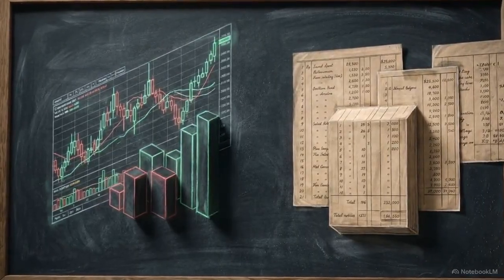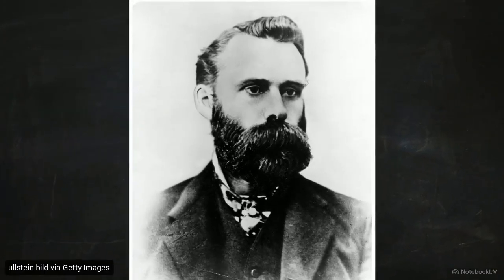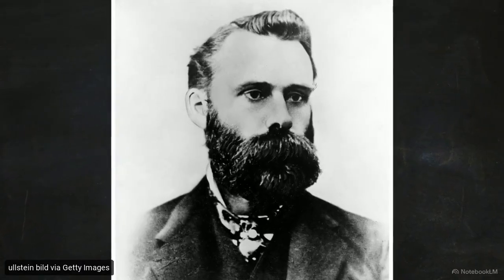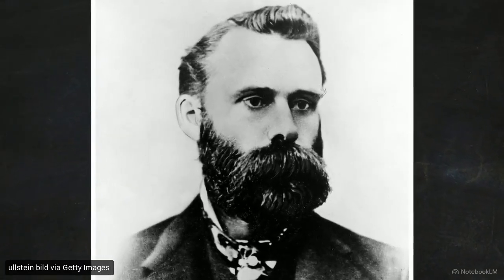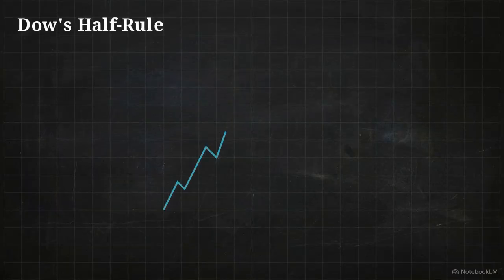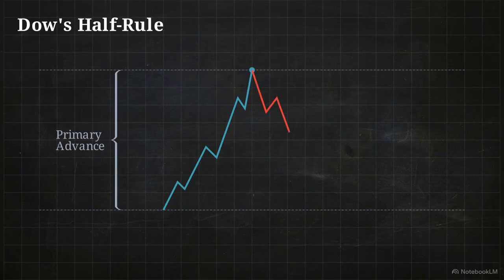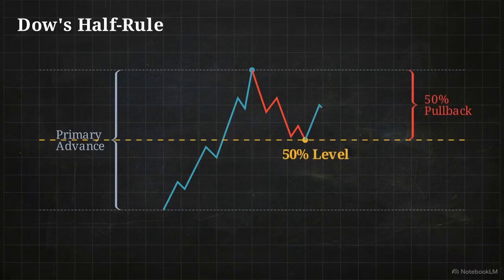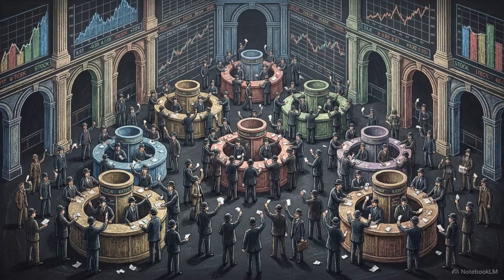to charts. Charles Dow, the founding editor of the Wall Street Journal, published his conclusions on market behavior between 1900 and 1902. Dow theory notes that primary market trends experience secondary reactions, which we now identify as pullbacks. Analyzing these movements led to the half rule. Dow observed that a market often retraces approximately half of its previous advance before the primary trend continues. This rule of thumb was based on early observations of human market cycles rather than a mathematical law.